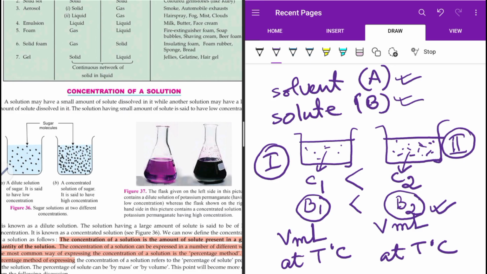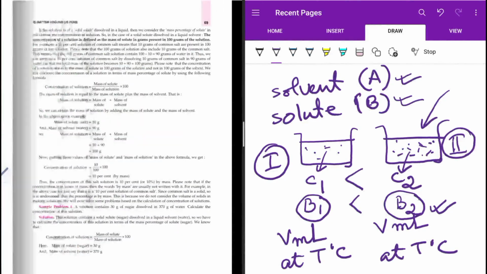In this case, we can understand that the amount of solute present in the second beaker is greater than the amount of solute present in the first beaker. So, the second beaker has a more concentrated solution than the first beaker. So, we can say C2 is greater than C1 as per the concentration of solution concept.